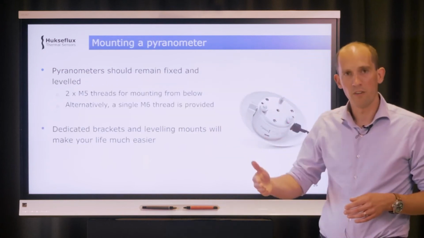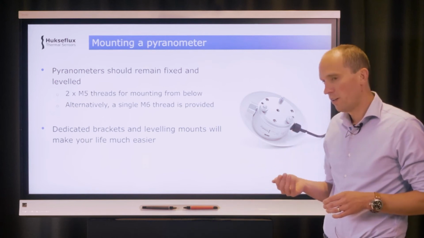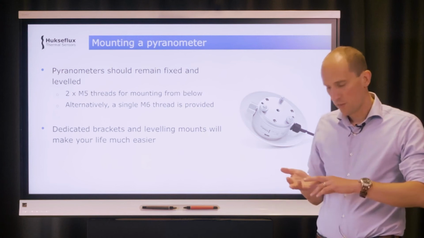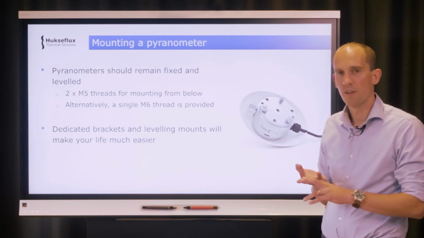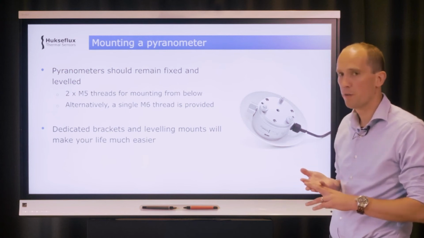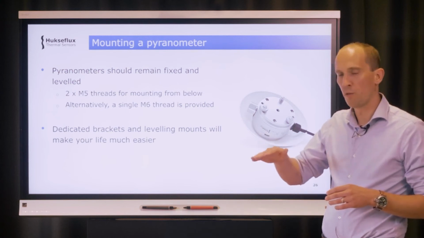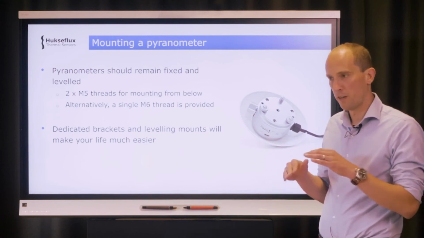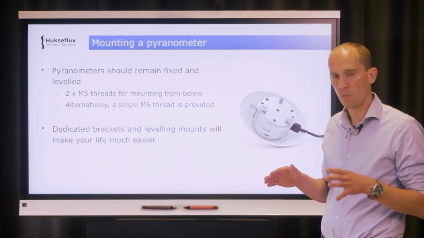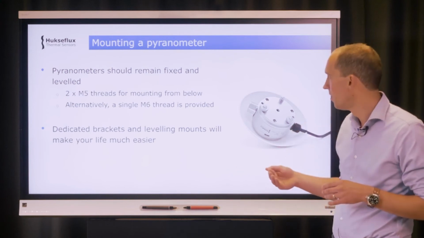So once you've picked your location, you have to make sure that you mount your instrument, you install the instrument. Two main requirements. The pyranometer should remain fixed. It must not move, of course, and it should also remain level. The tilt of the sensor surface will impact your measurement. So you have to be very careful to install this instrument completely level and also check whether this level is actually maintained.